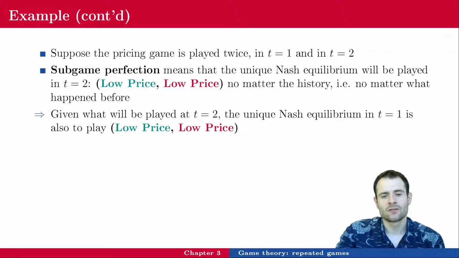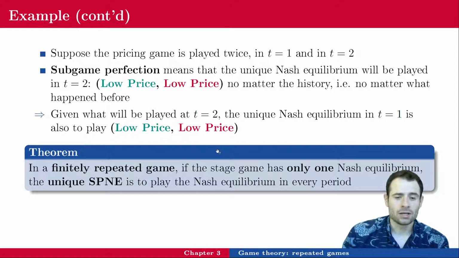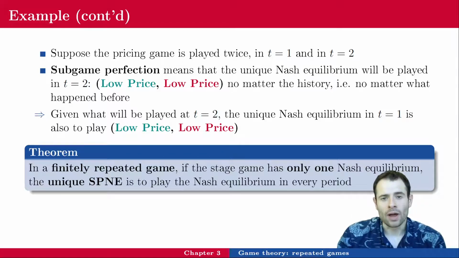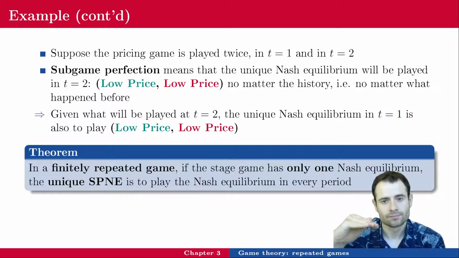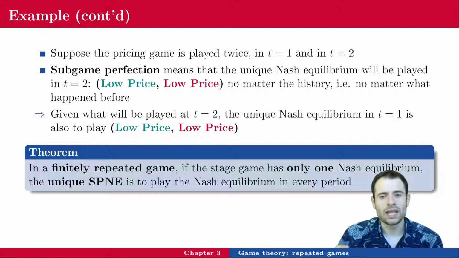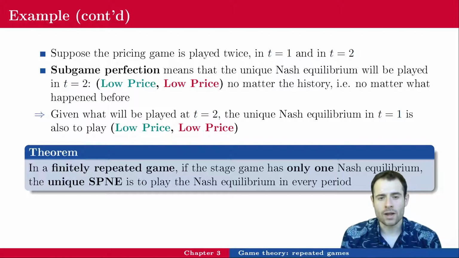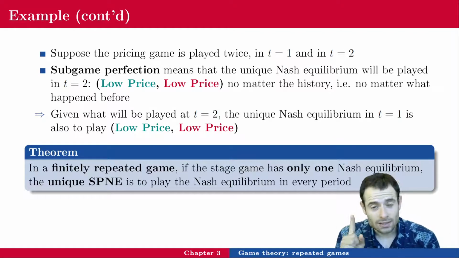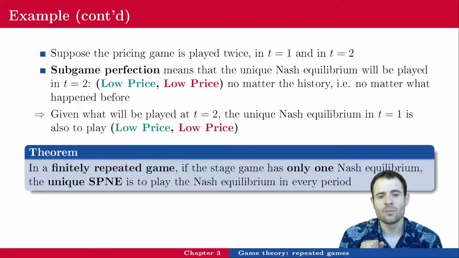But given that this is what's going to be played the last day, what is the best response in the first period? Well, the unique Nash equilibrium in the first period is also to play low price. So what's going to happen here is low price, the stage game Nash equilibrium will be played every period. And this is actually a theorem. In a finitely repeated game, if the stage game, so the game played every period, has only one Nash equilibrium, the unique subgame perfect Nash equilibrium is to play the Nash equilibrium in every period.